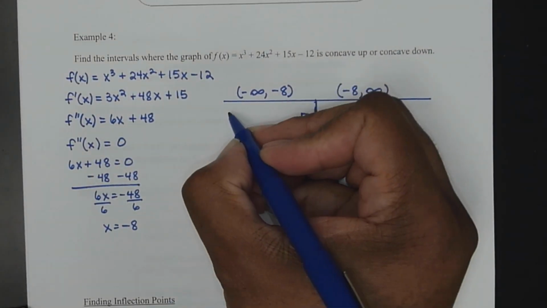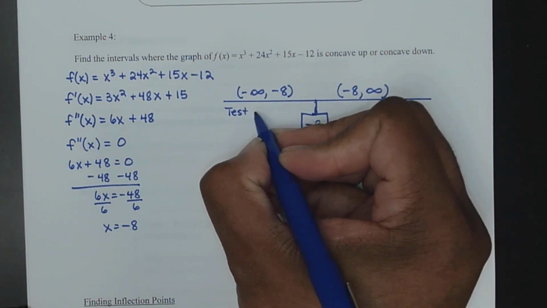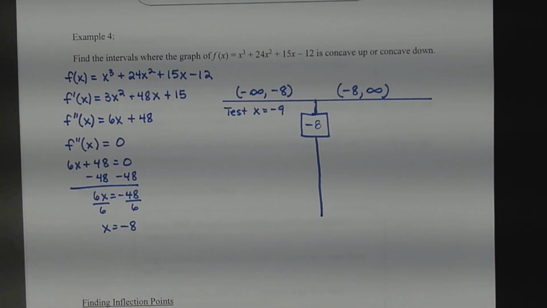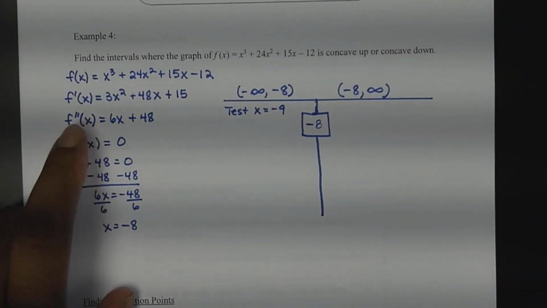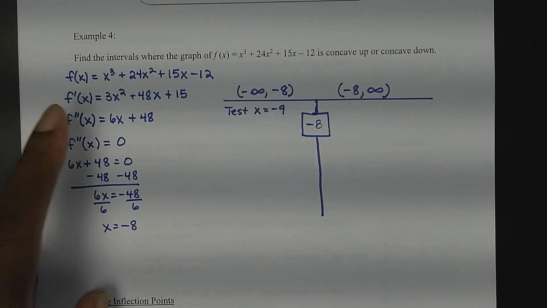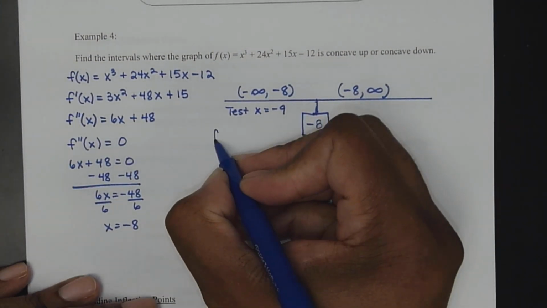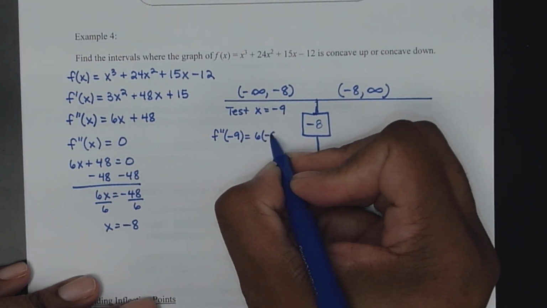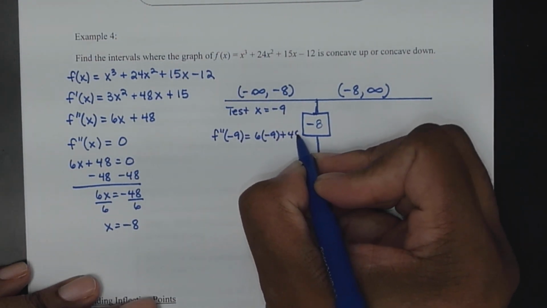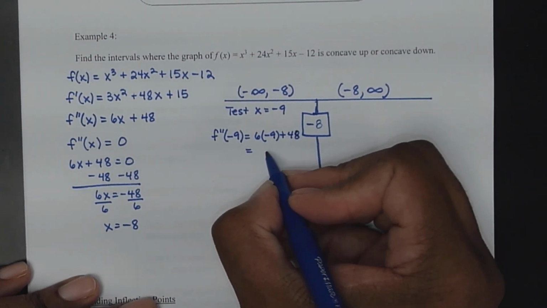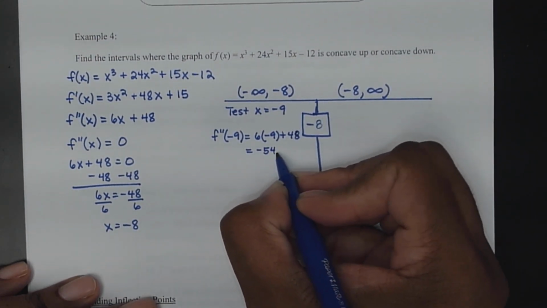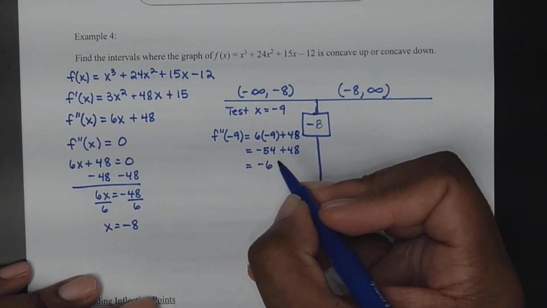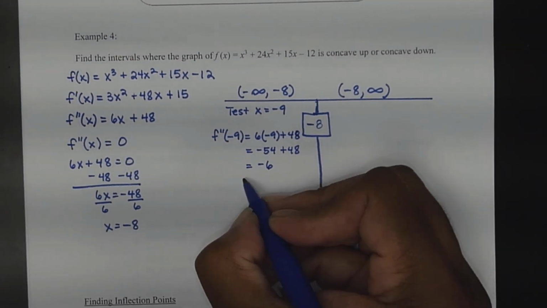So, let's test an x value within this interval, like negative 9. Now, here we're going to substitute the x in f double prime of x with negative 9. So, f double prime of negative 9 would be 6 times negative 9 plus 48. 6 times negative 9 would be negative 54. Negative 54 plus 48 would be negative 6. And here we got a negative value.